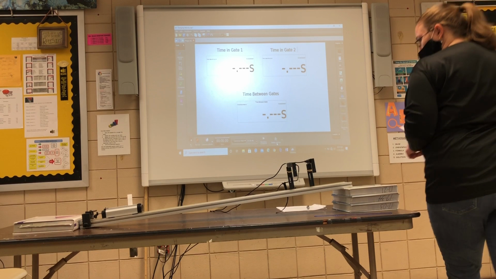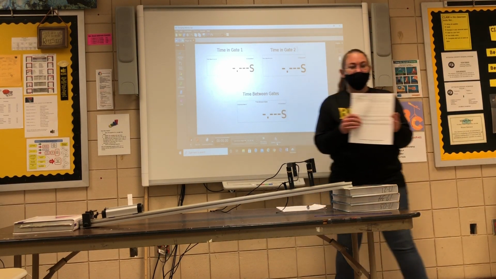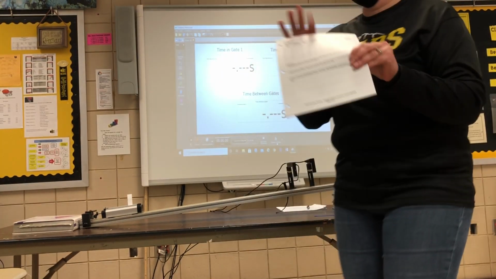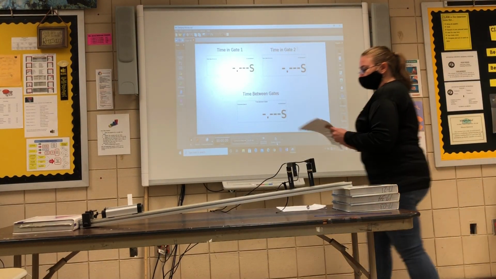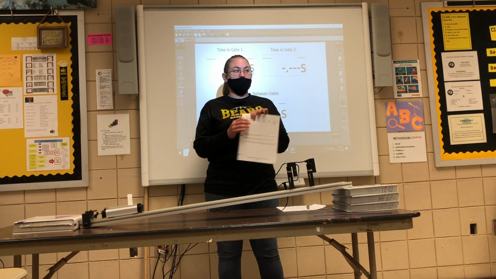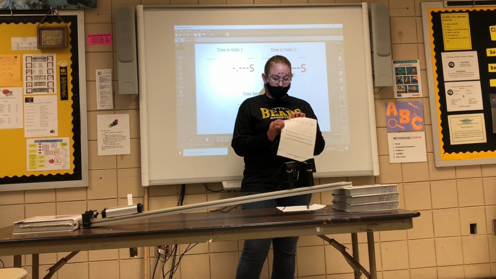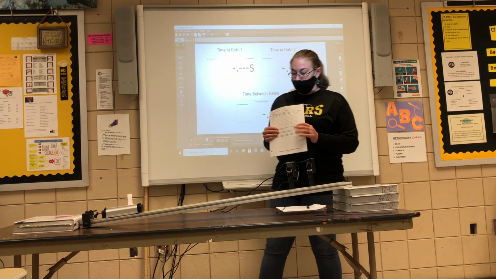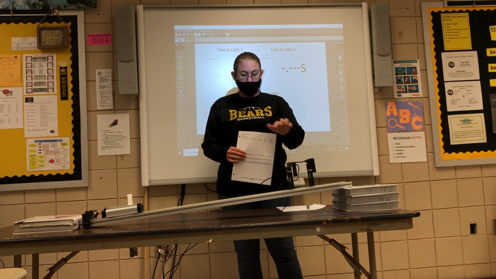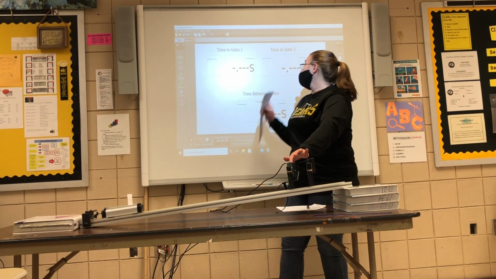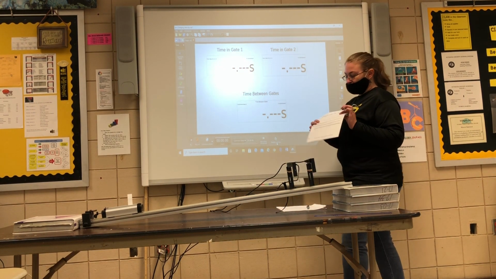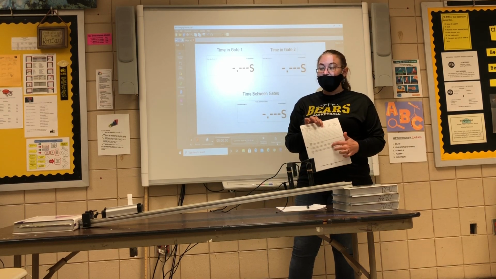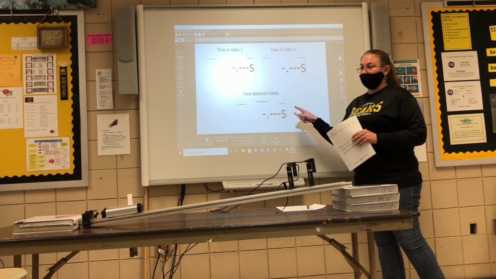Okay, so the lab we're doing is called changing velocity. You need this sheet, and we're going to fill out this graph on the top. What we're going to fill in right now are the times. So you got 3 columns. You got time in gate 1. This is gate 1, and that will be displayed right there. You've got time in gate 2. That's photo gate 2. That will be displayed right there. And you've got the 5th column, that's the time between gates, and that's going to be displayed right there.